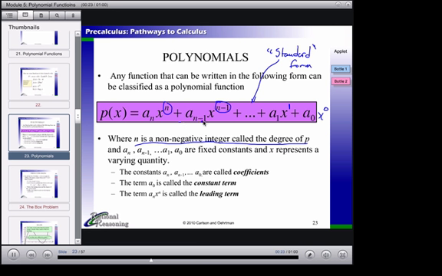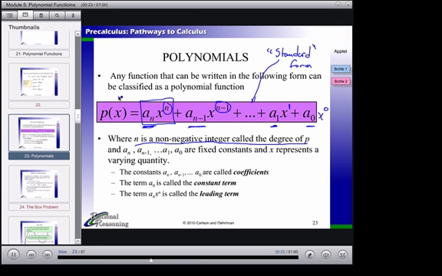So we have a sum of terms. Each one has x to some non-negative integer. That's a polynomial. And then each of those terms can have these, which are called the coefficients. So the a values are the coefficients of those x terms. Okay, so we've got the coefficients of the terms. Each one of these things added together is a term. And so this is a special term right here.